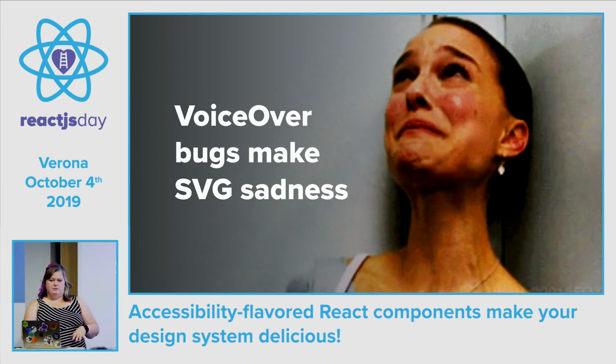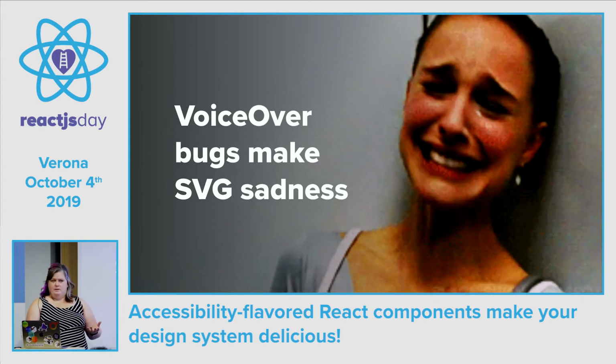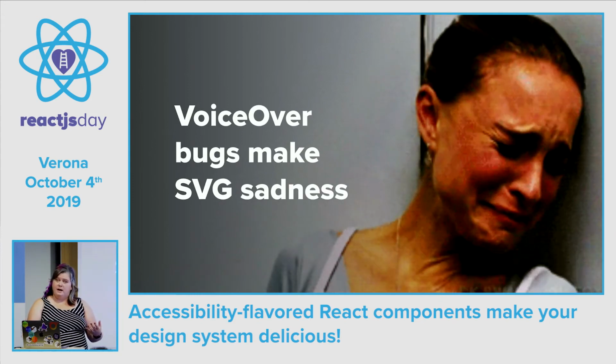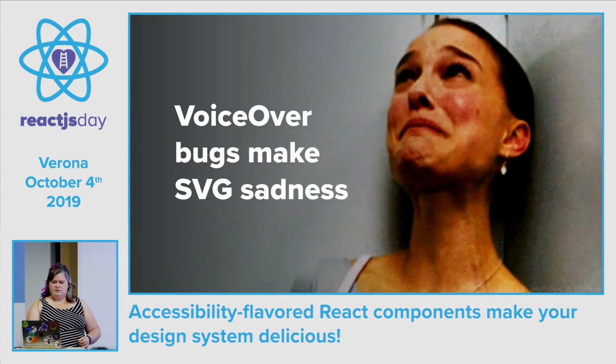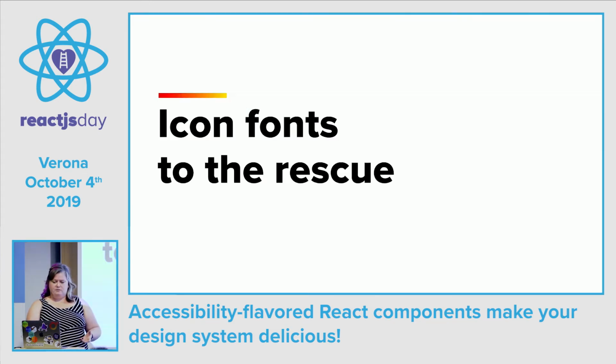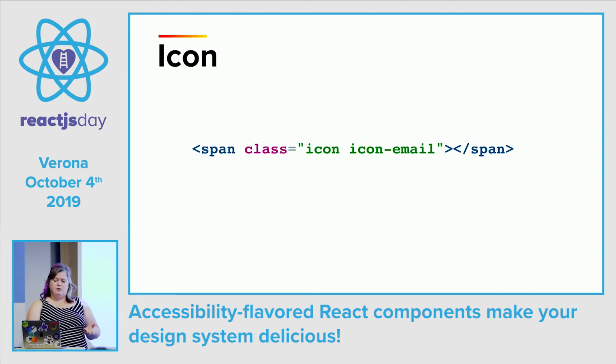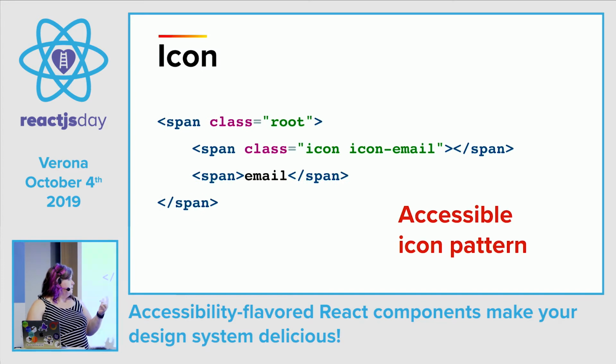And so for a temporary solution, we decided to use the tried and true icon font technique for now until we plan to refactor everything to use SVGs in the future. So icon fonts to the rescue. Let's go over an example of how you can make an accessible icon font using semantic HTML and the icon font technique. This is what you'll typically see as an icon font element in the wild, but it's not accessible. This is an accessible icon pattern.